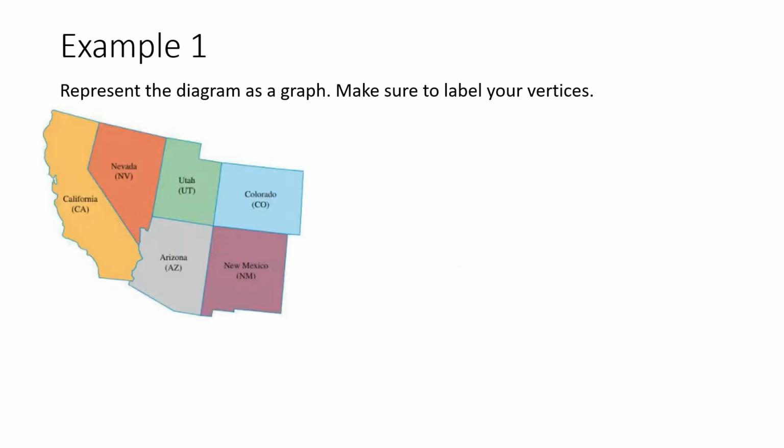Next. Here's a map of the southwestern United States. California, Nevada, Utah, Arizona, Colorado, New Mexico. We're going to represent the diagram as a graph. Now this one, it might be easier to start with. What are the vertices going to be? States. So let's go ahead and do that. Let's say we got California, we have Nevada, we have Arizona, we got Utah, we got New Mexico, we got Colorado.